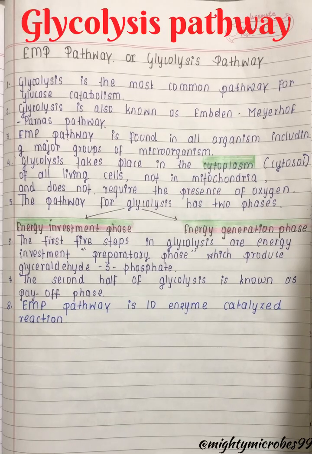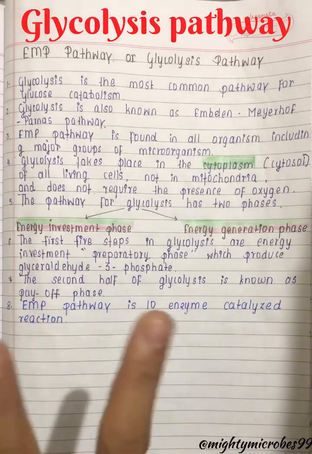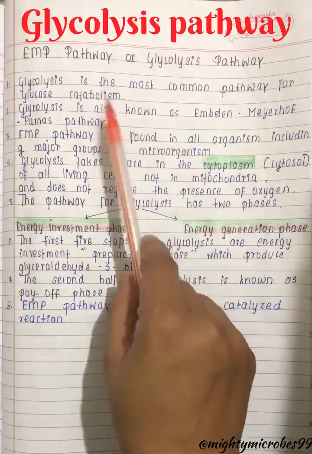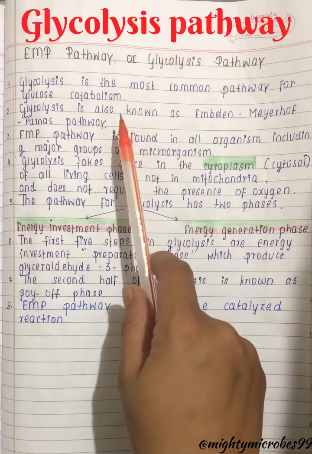In this pathway, it produces two molecules of pyruvate, ATP, NADH and water. This EMP pathway takes place in the cytoplasm of the cell and does not require oxygen. Glycolysis occurs in both aerobic and anaerobic organisms. It is the most common pathway for glycogen catabolism.